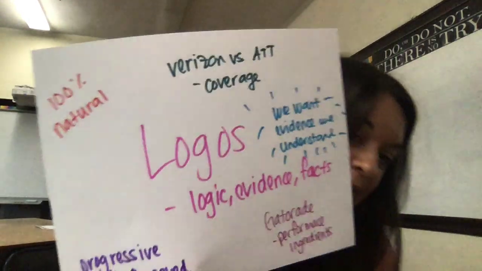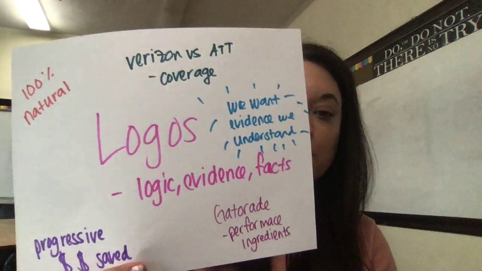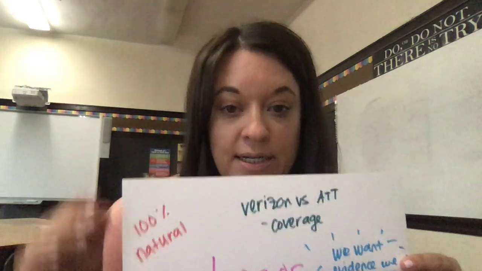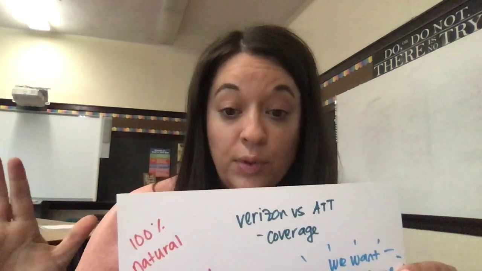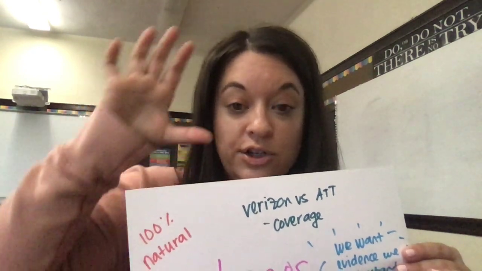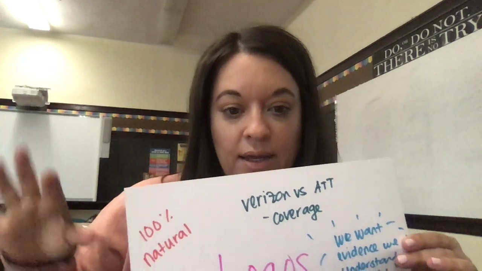The last is logos. This appeals to our logical sense. It provides evidence and facts. So Verizon versus AT&T, you've probably all seen the map on the commercial. I believe both companies do this. They show a map of coverage, and they're going to show their coverage with tons of little dots and the other companies with not very many.